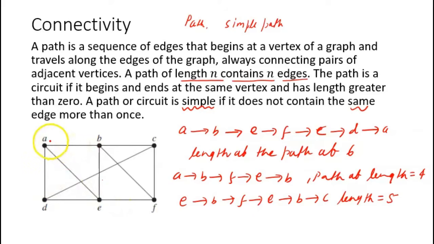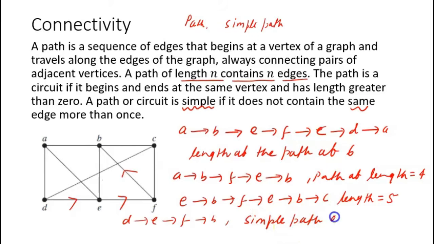So let us take one example of a simple path. Suppose I start at D, and from D I move to E, and then E to F, and then F to B. So here I have moved from D to E, E to F, and F to B. So this is a simple path because no edge has been repeated, a simple path of length equal to 3, right?